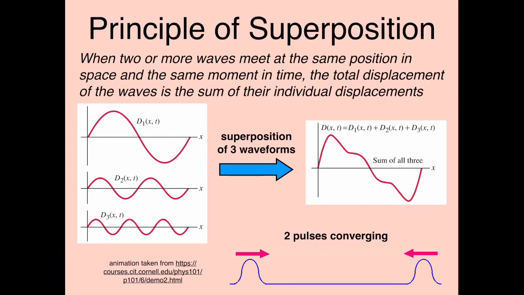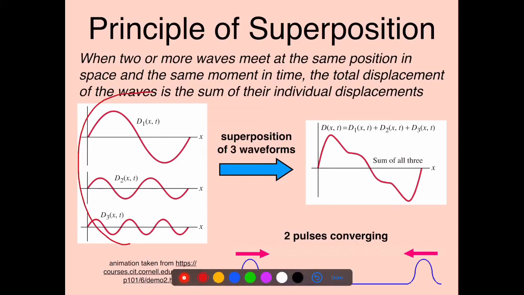So this is the idea, and this is how we apply it to waves. When we have two or more waves that meet at the same position in space at the same moment in time, the total displacement of the waves is the sum of their individual displacements. So in practice, this is how we use this.